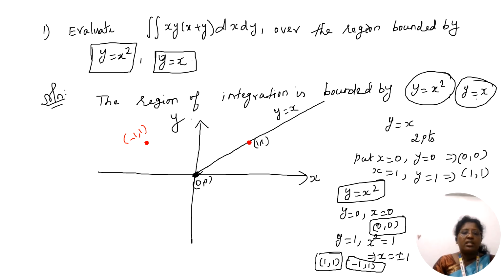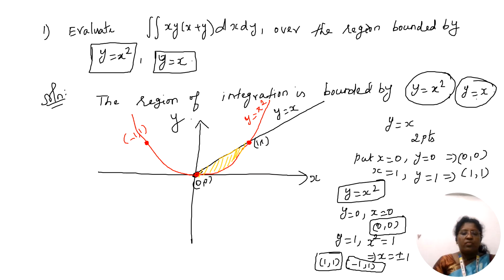So now by joining these 3 points, (1, 1), (-1, 1) and (0, 0), we will be getting the parabola. By joining these 3 points, we will be getting the parabola y is equal to x square. Okay. So now we'll shade the region of integration. Here the region is between the lines and the curve. The region is bounded by the line and the curve. So this will be the region of integration.